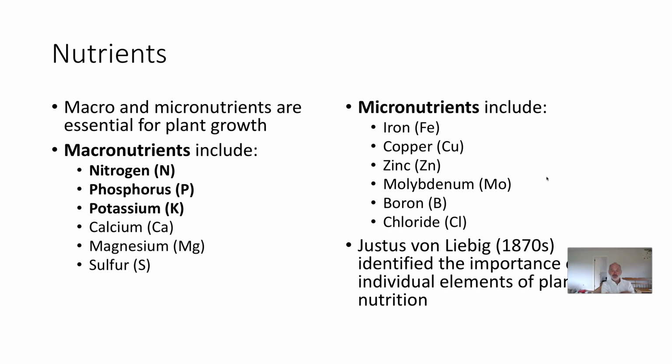I've included a historical reference here because I think it's important conceptually. So Justus von Liebig in the 1870s identified the importance of individual elements in plant nutrition. So he identified that plants needed nitrogen, phosphorus, potassium, and set up for identifying what other nutrients were as well.